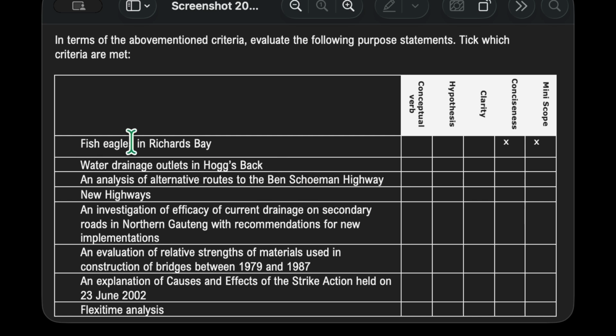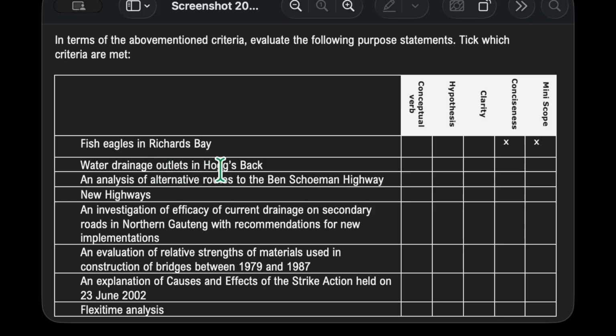There's no conceptual verb. What are we investigating them? Are we examining them? What are we doing? All right, but it is concise and it does have a little bit of a scope, Richards Bay, but it only gets 2 out of 5. But if we look at the second one, it's the same. 2 out of 5, it's concise, mini scope.